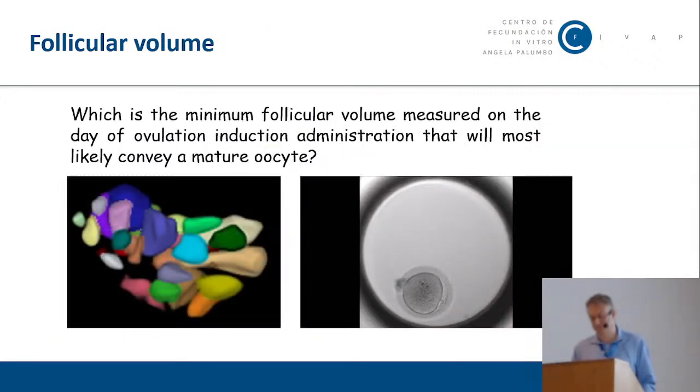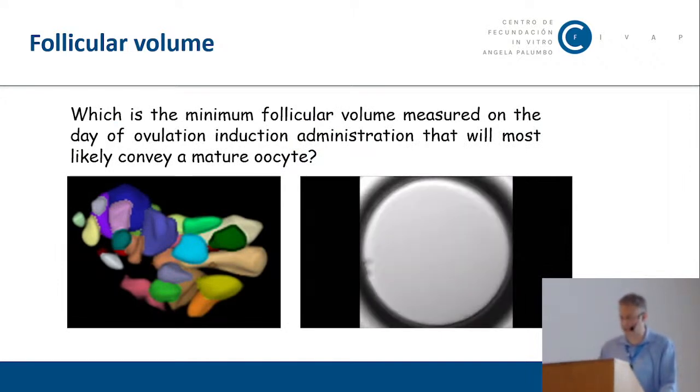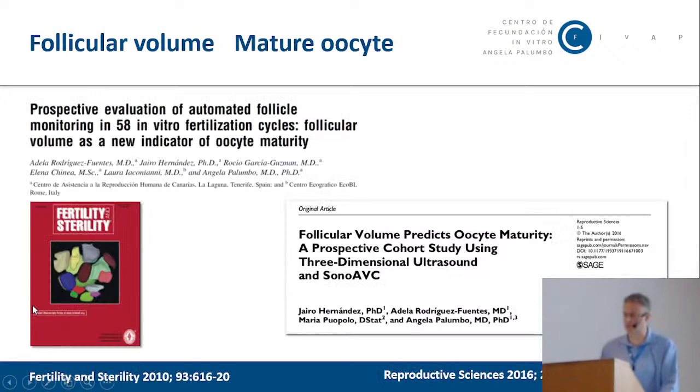This was the theory. Now let's apply this theory to real life. We ask two fundamental questions. Is follicular volume, as measured by SonoAVC, a better predictor of oocyte maturity than mean follicular diameter? Which is the minimum follicular volume measured on the day of hCG administration that will most likely convey a mature oocyte? Our team has been working on this since 2009, and we have come up with some interesting results that I will show in the rest of my talk.